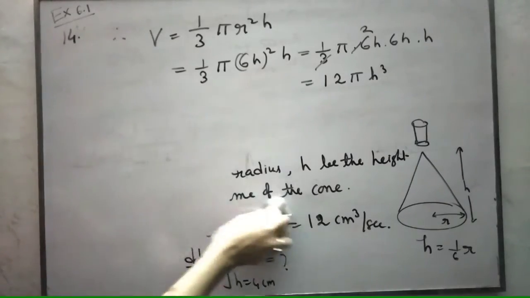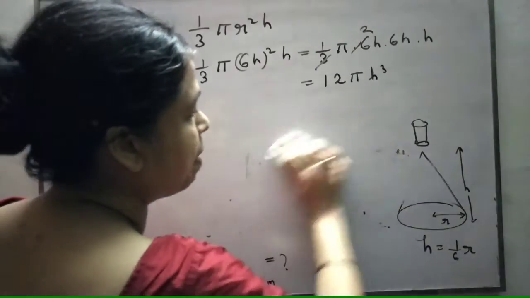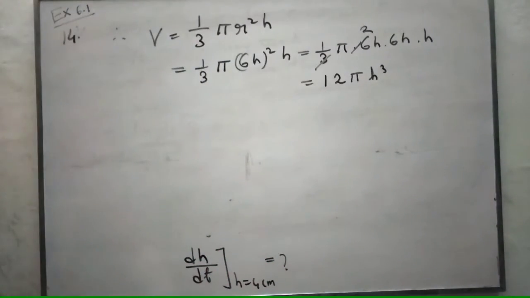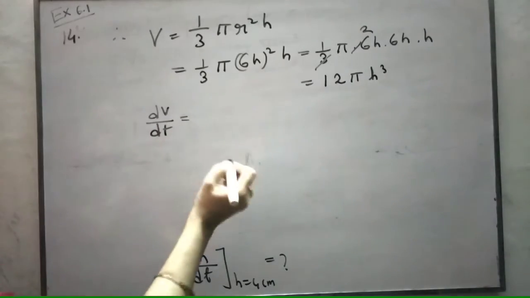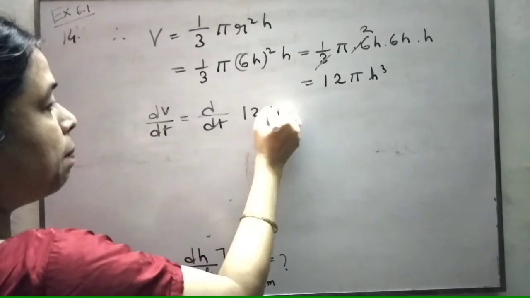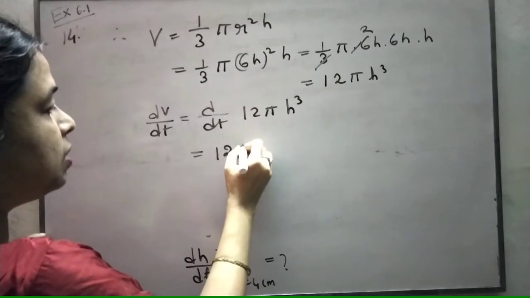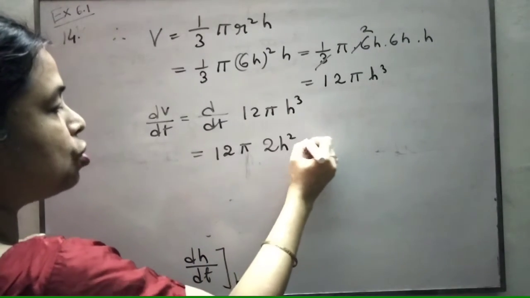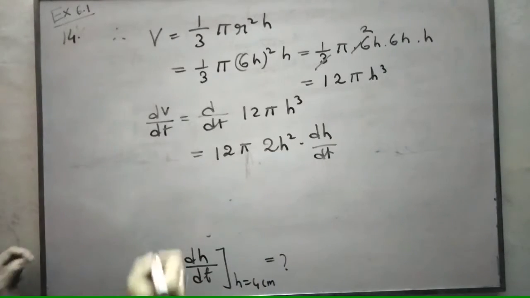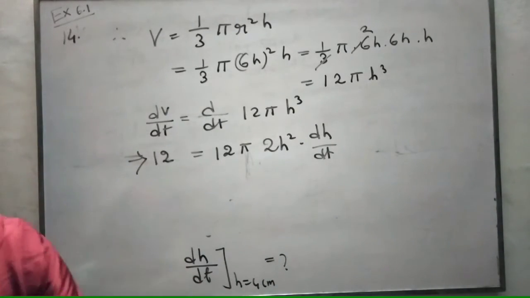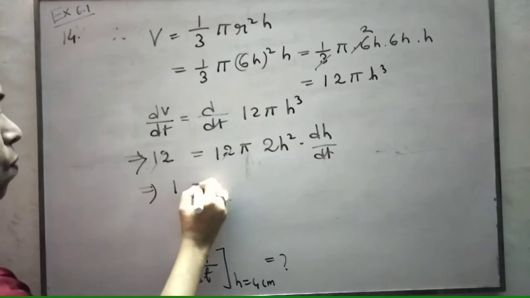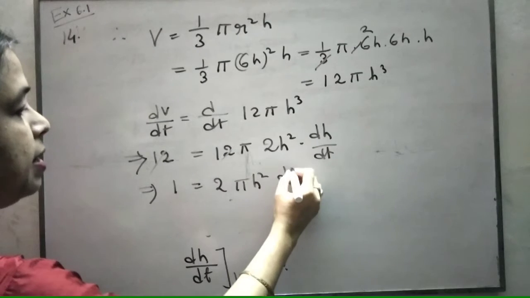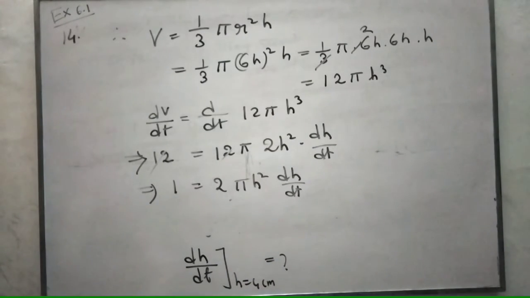Now I need to get the value of dh/dt. The rate of change of volume, you remember, is 12, right? So we have to take dV with respect to time. What is this? d/dt of 12 pi h cube. 12 pi is constant, so it will come out, and we get 2 h square dh/dt. Now you know the rate of change of volume is 12. So from both sides we can cancel out 12. What is left here is 1 equals 2 pi h square dh/dt. So from here we can write down dh/dt. So what is your dh/dt?